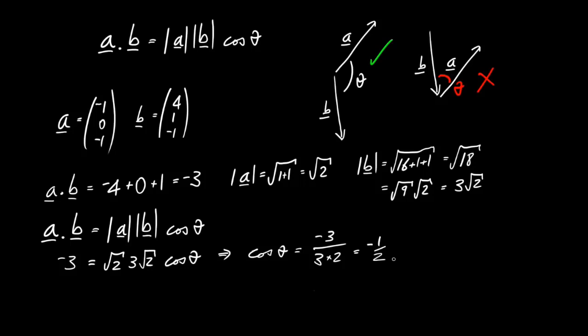Now we may just remember, or else use a calculator to find out. This means that the angle in question is in fact going to be simply 120 degrees, or you can use radians if you prefer radians. So there we are, that's the answer. The angle between these two vectors, 120 degrees. And that's it for the second video.